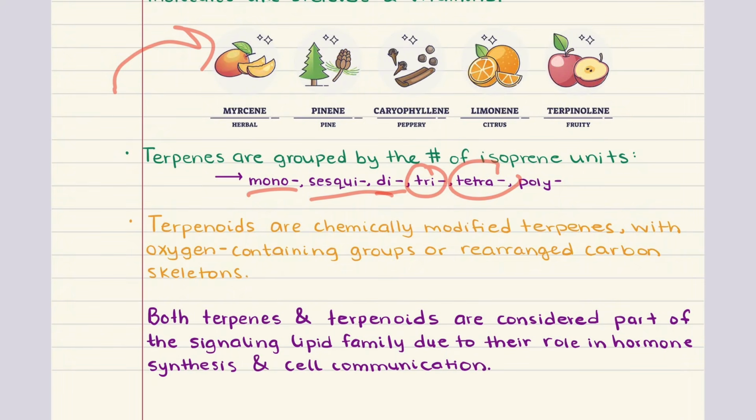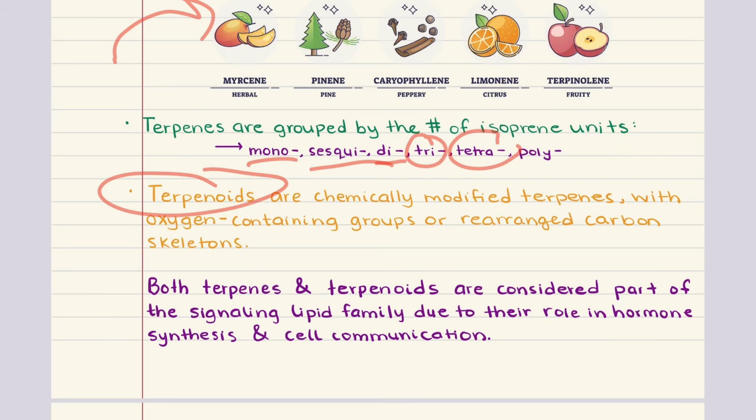Now, terpenoids are slightly different. These are chemically modified terpenes. That means oxygen-containing functional groups may be added, or the carbon skeleton may be rearranged. But despite these changes, terpenoids still come from the terpene-based structure.